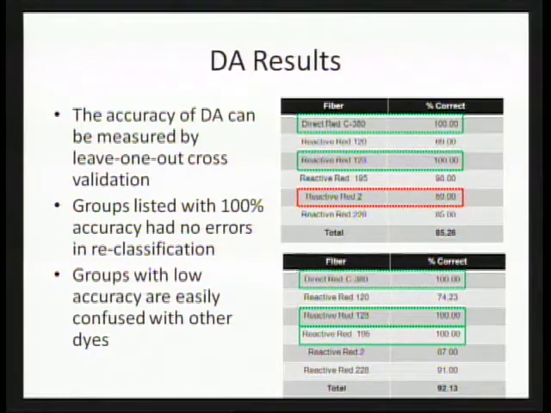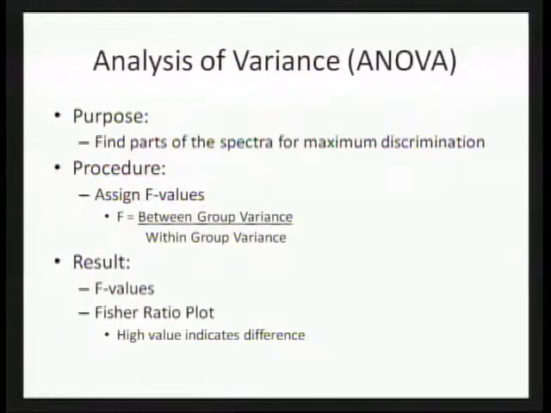The bottom table is when we assigned each fiber its own class. So now there are 60 classes. Our accuracy increased to 92.13%. And again, direct red C380, reactive red 123, and now reactive red 195 were classified correctly 100% of the time. And reactive red 2 also increased. Now it was classified correctly 87% of the time.